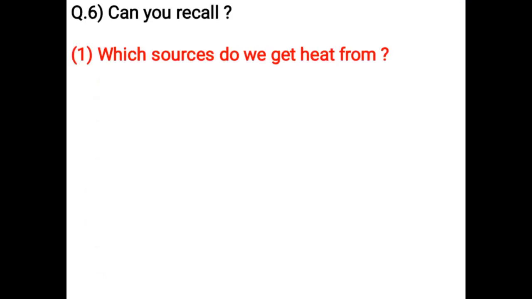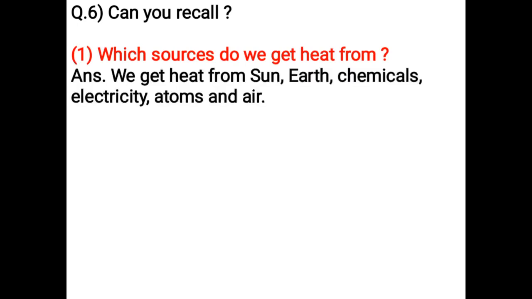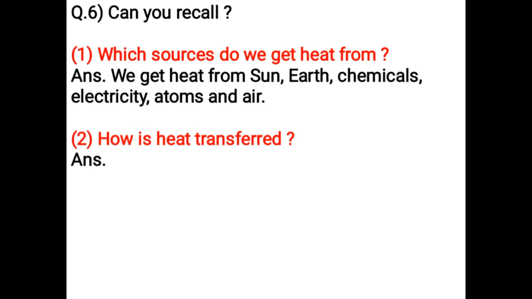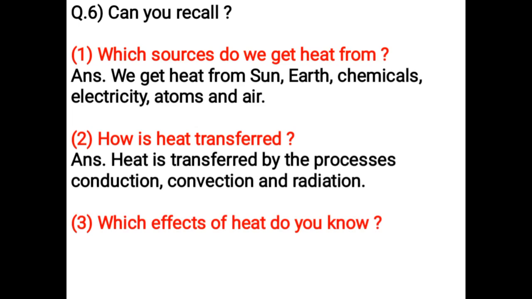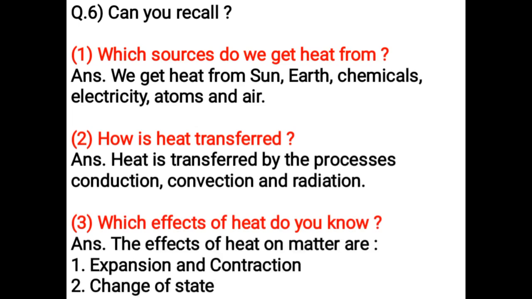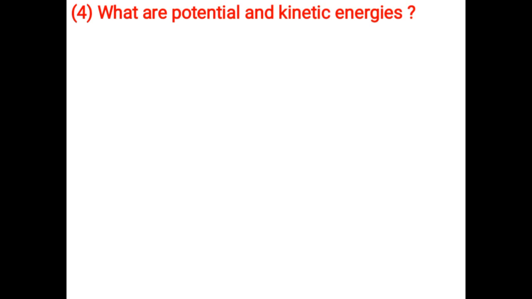Can you recall which sources do we get heat from? We get heat from sun, earth, chemicals, electricity, atoms and air. How is heat transferred? Heat is transferred by the processes conduction, convection and radiation. Which effects of heat do you know? The effects of heat on matter are expansion and contraction, change of state.